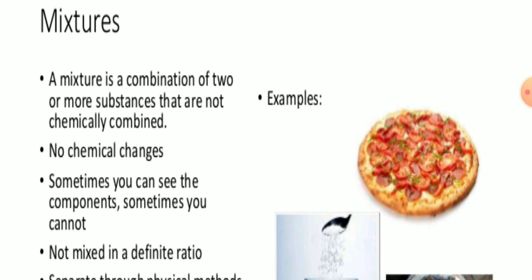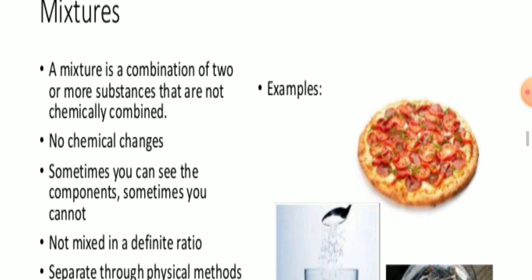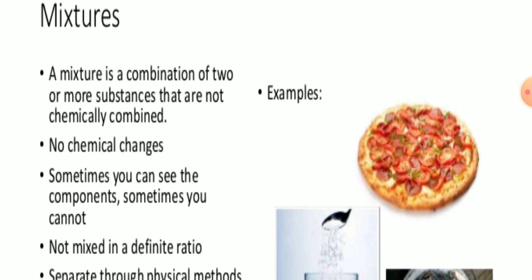So what is a mixture? A mixture is a combination of two or more substances that are not chemically combined. You have to remember, in a mixture the components are not chemically combined, that is, they are not reacting with each other. For example, air is a mixture. In air, the defined gases are present, and these gases do not react with each other at normal conditions, so air is a mixture.